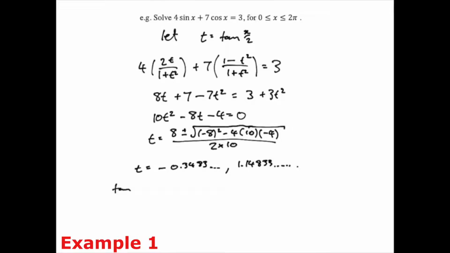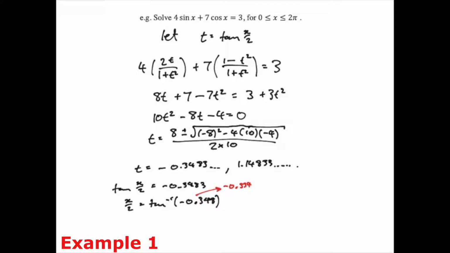So tan x over 2 can be minus 0.3483, and I can do inverse tan to find that. Make sure you never round until the very end. Now, as my base angle here, so my inverse tan, I get minus 0.334.